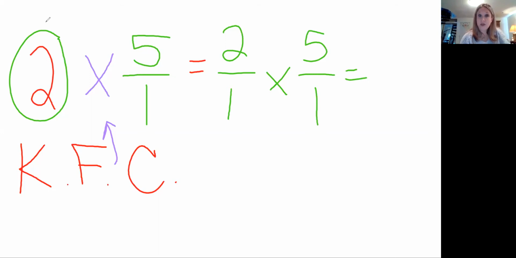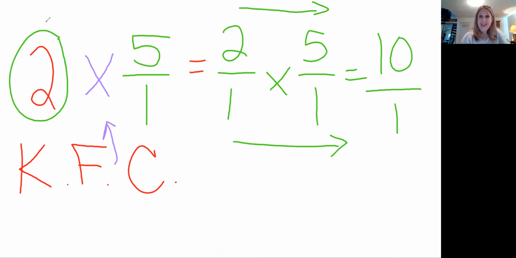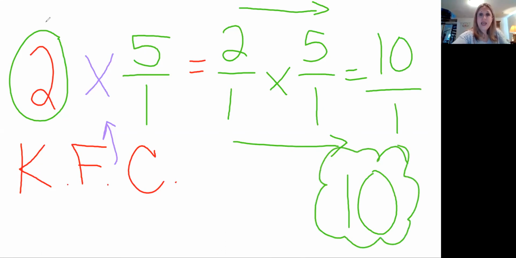I'm going to multiply straight across. 2 times 5 is 10. 1 times 1 is 1. And my final answer to 2 divided by 1/5 is 10.